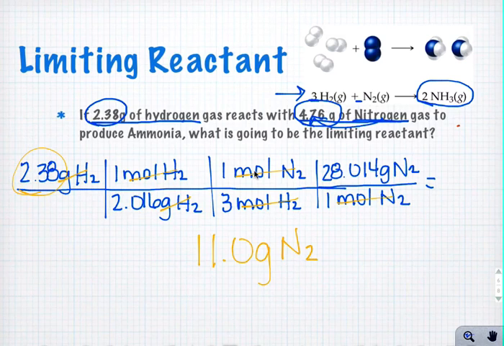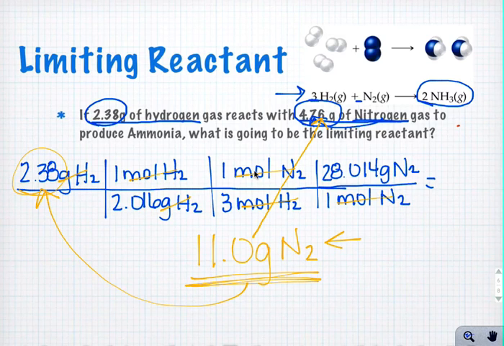Well, now I want to compare that to how much nitrogen gas I actually have. Well, I only have 4.76 grams of nitrogen gas. I need 11 grams of nitrogen gas if I'm going to use all 2.38 grams of hydrogen. So that means I do not have enough nitrogen, which means that nitrogen is my limiting reactant.